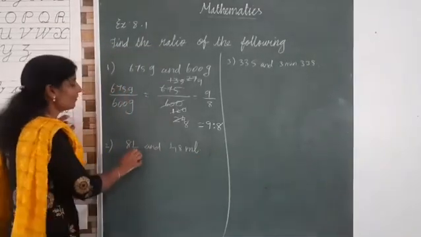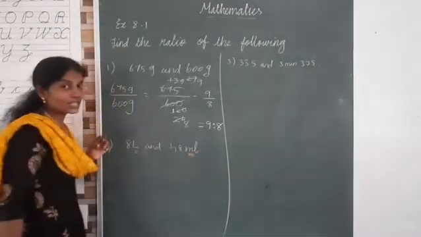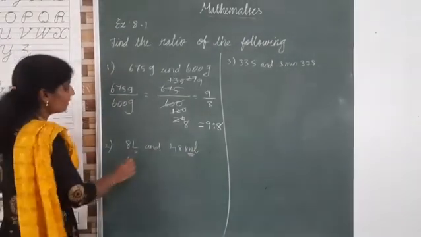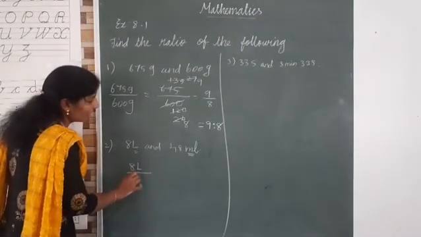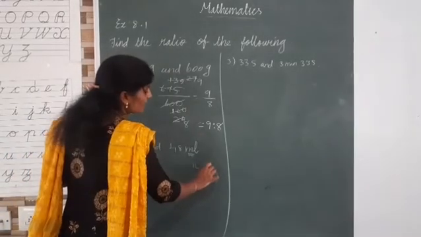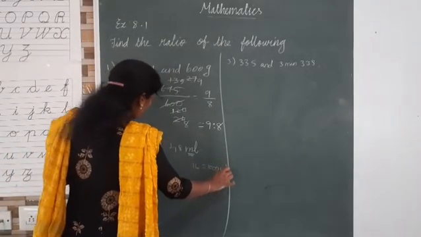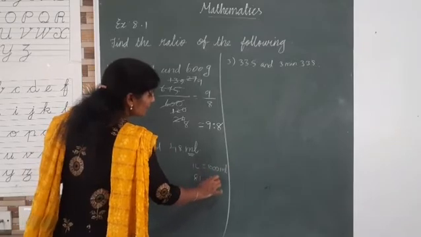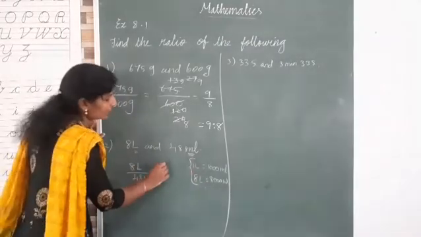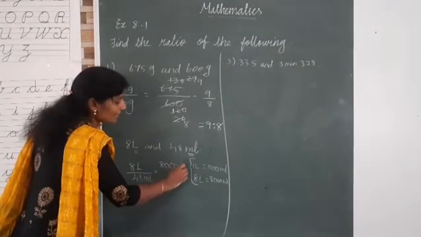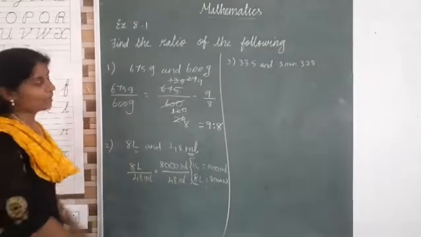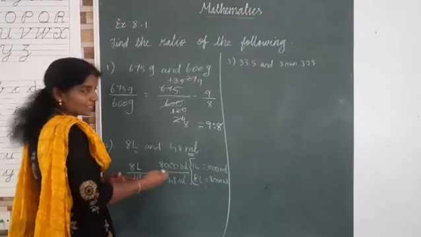Then next one, 8 liter and 48 milliliter. Now listen here, the units are different. Now we can express in the same unit. Now here 8 liter divided by 48 milliliter. 1 liter is equal to 1000 milliliter. So 8 liter is equal to 8000 milliliter. Okay. Now we can write 8 liter is equal to 8000 milliliter divided by 48 milliliter. Okay, now we can write in simplest form.